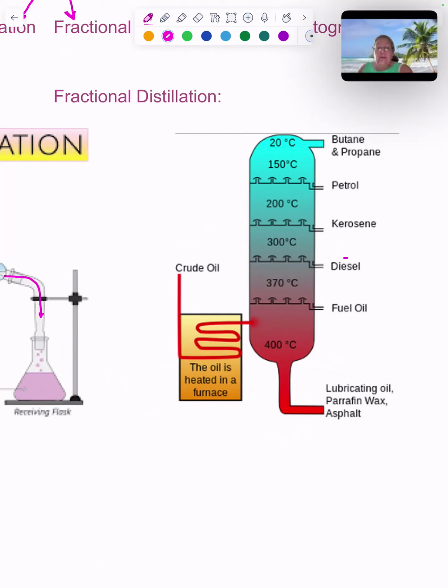Fuel oil, heating oil for homes, comes off at about 370. If you collect at the height of the column at 300, you're getting diesel fuel. At 200, kerosene. 150 would be our gasoline, petrol. And then way up at 20 Celsius, we're getting our butane and propane. Anything that didn't boil at 400, your lubricating oils, paraffin wax, and asphalts, gets pumped out the bottom. So fractional distillation uses heat. Fractional crystallization is where you're cooling it down and taking things off at different temperatures as they cool.